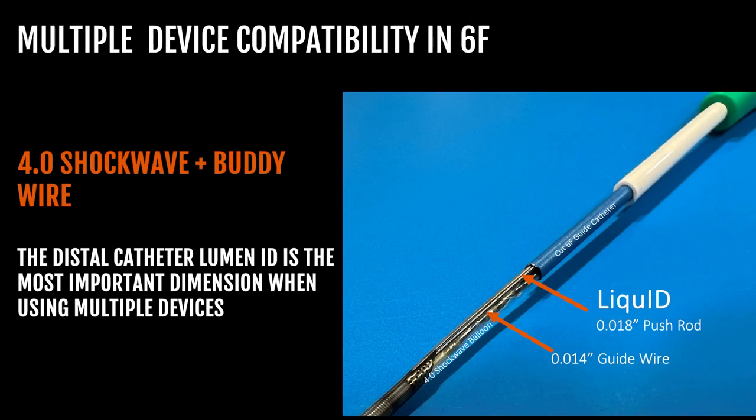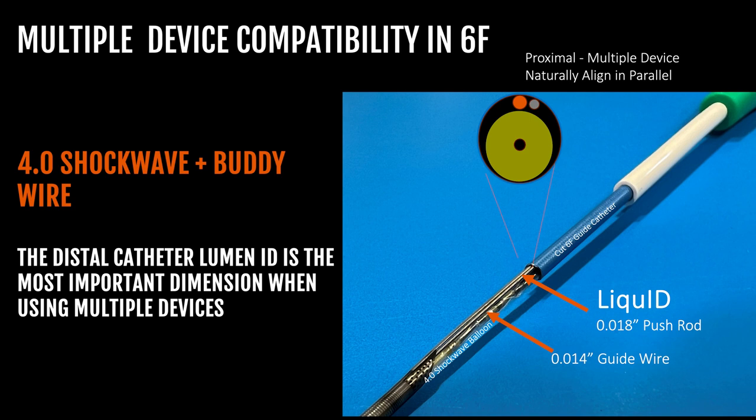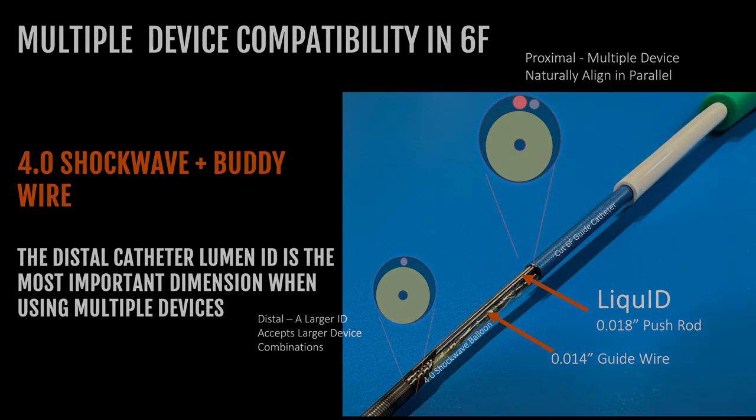Here we can see a 6 French LiquID, a 4.0 Shockwave balloon, and a buddy wire. Let's say you were treating an LAD and you want to protect an important diag. Here we have an image of the LiquID push rod, an 014 guide wire passing through the hub into the distal shaft. You also see a 4.0 Shockwave balloon aligning itself with the push rod and the 014 wire. In this multiple device scenario, the balloon, the push rod, and the extra wire pass through the collar and through the larger 061 lumen. The LiquID device can accommodate both devices when other extensions simply cannot.